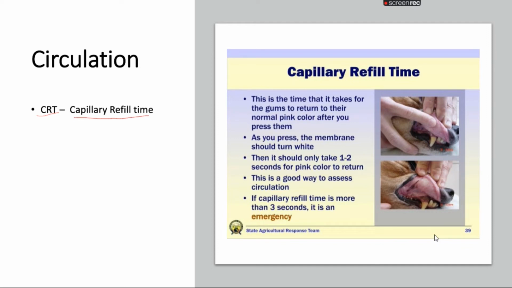CRT stands for capillary refill time. Here the picture depicts all the things. This is the time it takes for the gums to return to the normal pink color after you press them. What you have to do is open the mouth of the animal like this doctor has done, and put your finger on the gums of the animal. If they return to the normal pink color within 1 to 2 seconds, then they are considered normal.